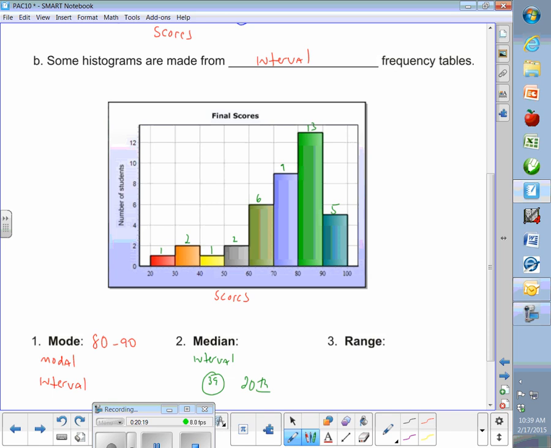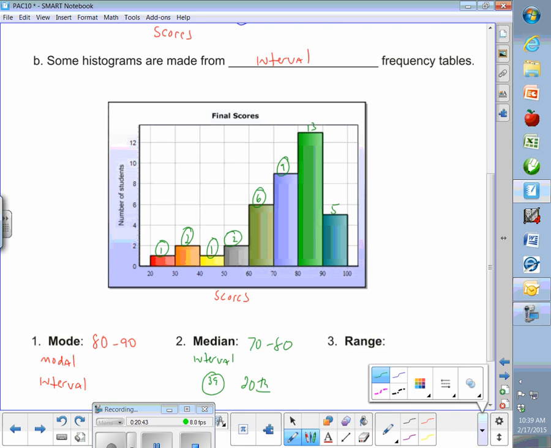So again, I can go high to low or low to high. So let me start low to high. 1, 2, 3, 4, 6, 12. Okay, if this goes through 21, then the 20th piece of data is in that interval, and the median interval is 70 to 80. 70 to 80.